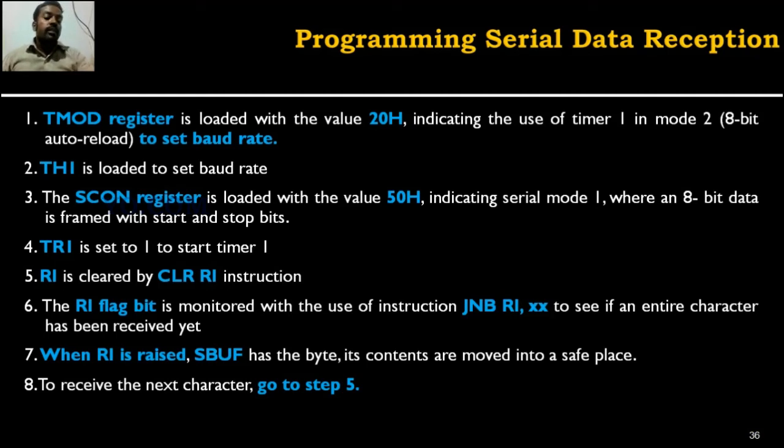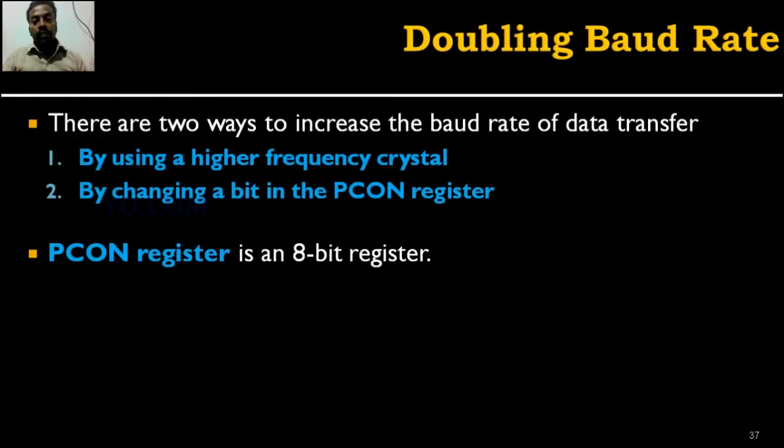The RI flag bit is monitored with the instruction JNB RI. So the flag is always monitored to see whether the reception or the transmission is completed or not, and whether the entire character has been received yet. When RI is raised, SBUF has the byte, and its content is moved to a safe place. To receive the next character, go to step 5. So this way we can receive data in 8051 serial mode.